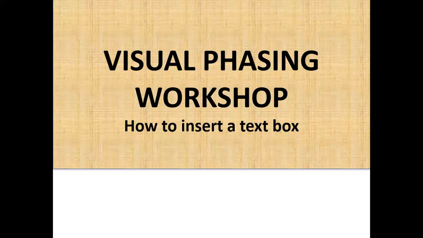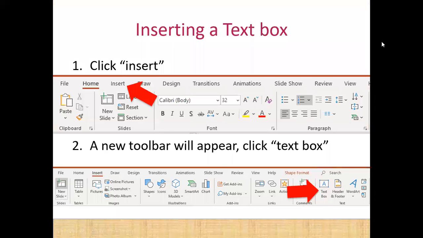In this segment, we'll discuss how to insert a text box into your visual phasing project. First, in the top of your screen, you'll see different words: file, home, insert, draw, design, transitions. These open different toolbars or give you different functions. And what you'll need to do first is click the Insert button to open the Insert toolbar. Once it is, scroll to the right-hand side and click Text Box.